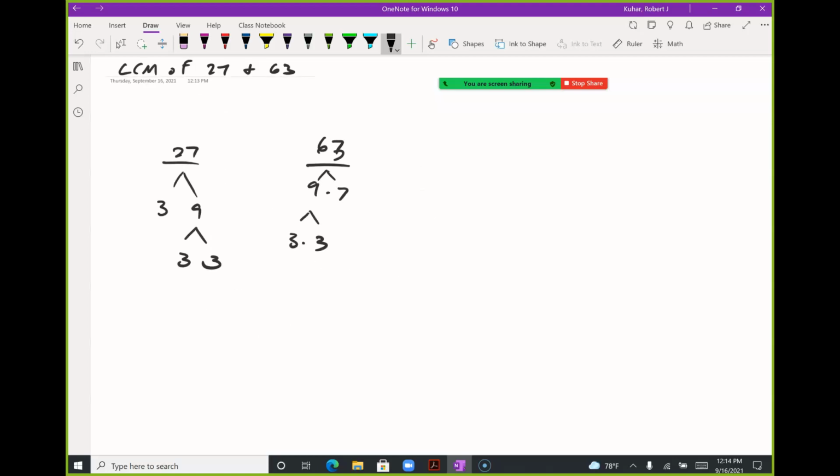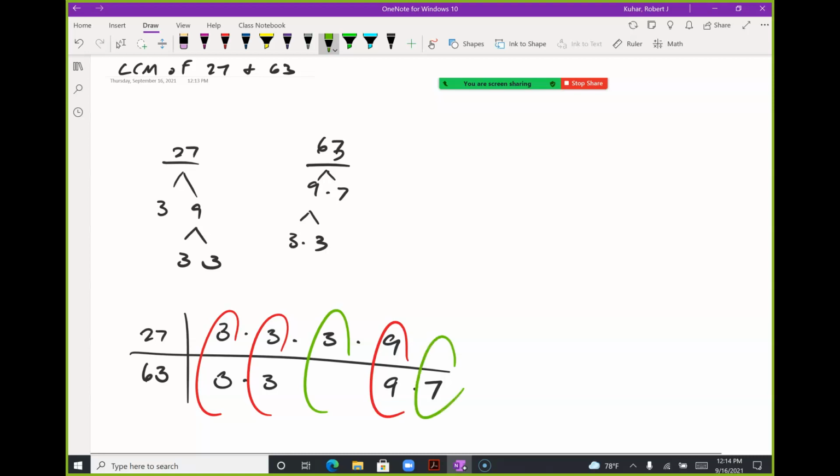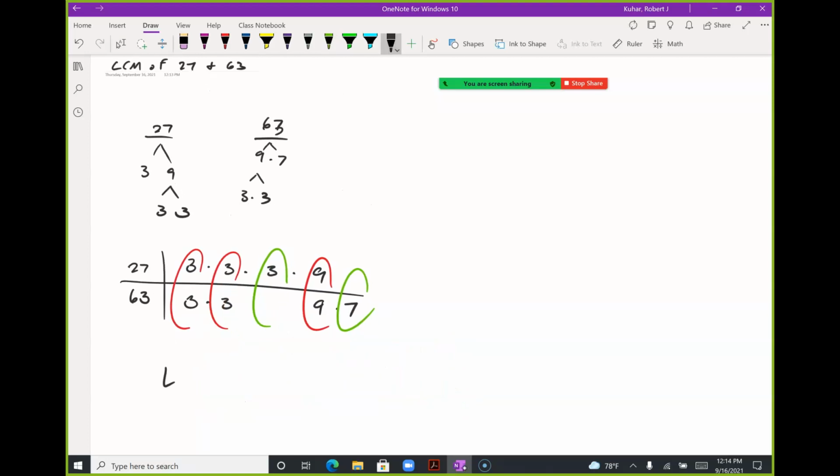So watch how I do it with the tree, with the prime factorization. 27 is 3 times 3 times 3, and 63 is 3 times 3 times 7. I'm trying to hook up the matches and the non-matches. And so now the product of everything across is my LCM. So 3 times 3 times 3 times 7. Is that making sense to everybody?